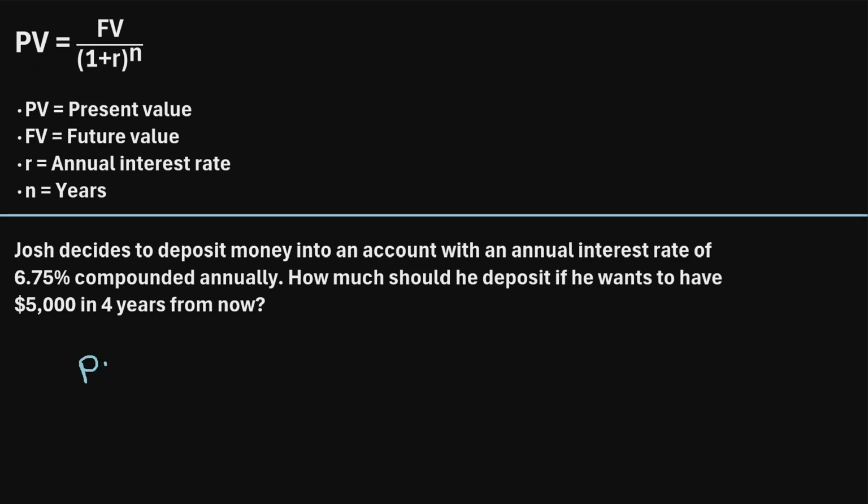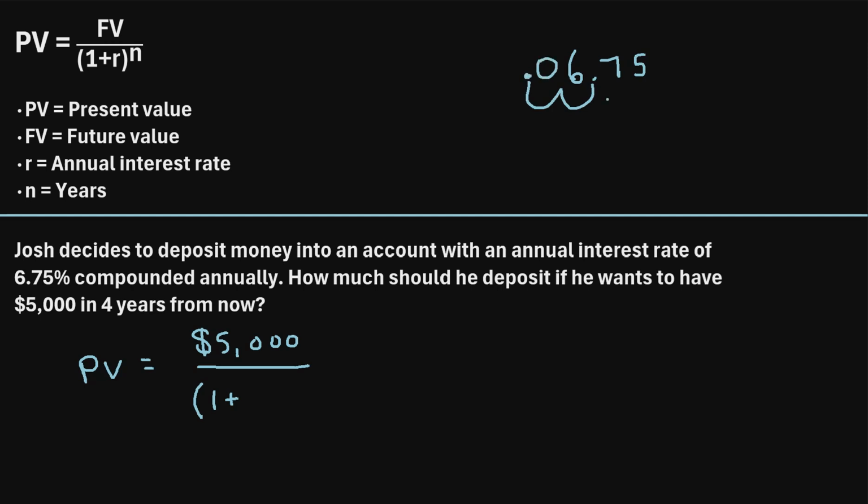We'll say the present value is equal to the future value, which we know is $5,000, divided by 1 plus r. So r is the interest rate, which we're told is 6.75%. Now in this formula, we're going to write r as a decimal. So if we have 6.75, to write that as a decimal, we just move the decimal point 2 places to the left. So it'll land right here, and this will become a 0.